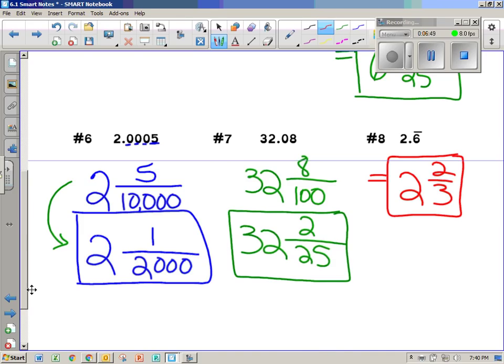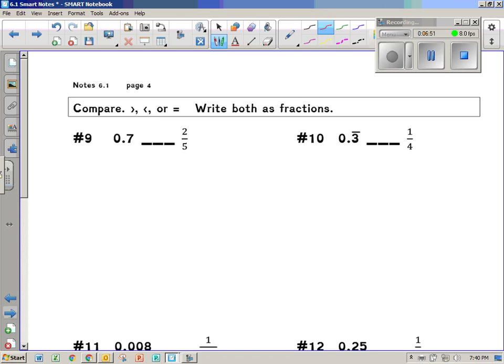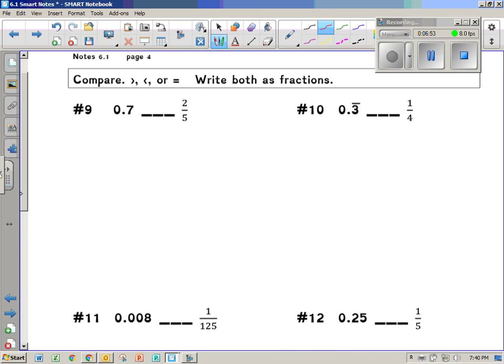One more page, quick problems to do here. On these, we're still converting, but we're going to write both as fractions and then compare. So just to practice, so 0.7 is 7 tenths. If I want to compare that to 2/5, I might want to go ahead and write 2/5 as 4 tenths. That's multiplying the numerator and denominator both by 2. Then I can see, it is greater than.